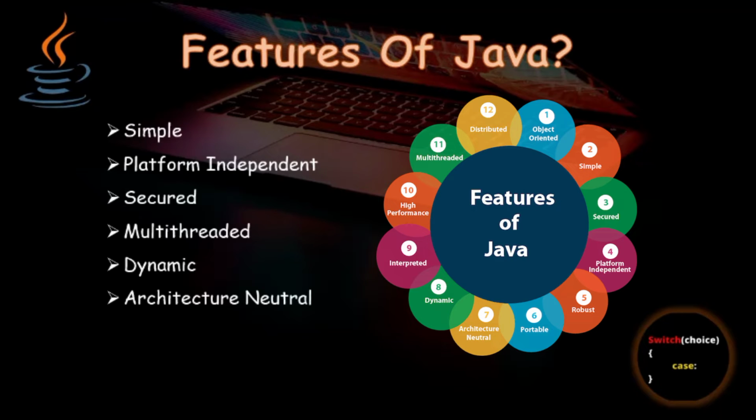Java supports multithreading. I will make a separate video to explain the concept of multithreading. Next, Java is a dynamic language. It supports the dynamic loading of classes. It means Java classes are loaded on demand. Last but not least, Java is architecture neutral because there are no implementation-dependent features. For example, the size of primitive data types in Java is fixed for both 32-bit and 64-bit architecture.